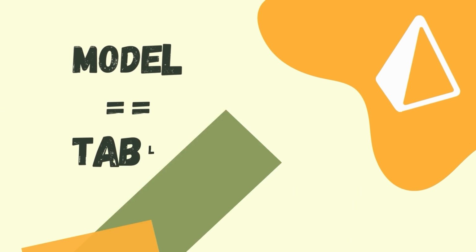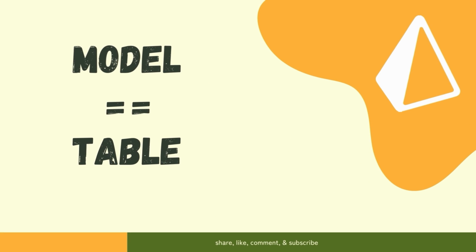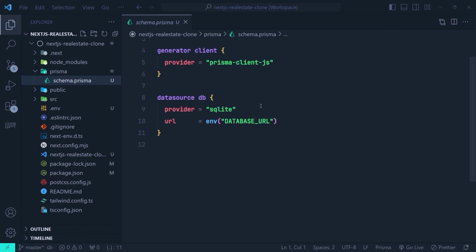A model in Prisma corresponds to a table inside our physical database. So it means that instead of creating the tables inside our physical database manually, we can define the tables in the Prisma schema here, and then we can run a migration, and then Prisma will create the tables inside our database from this schema file.